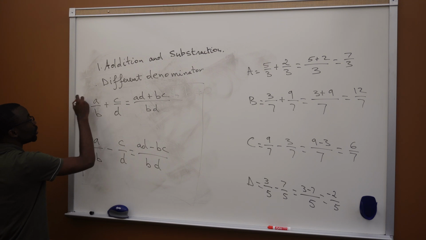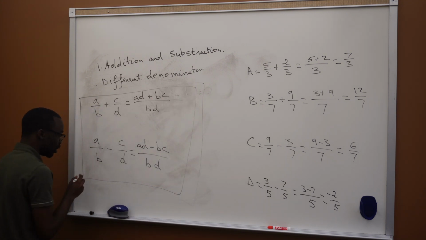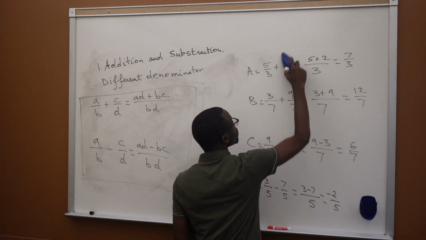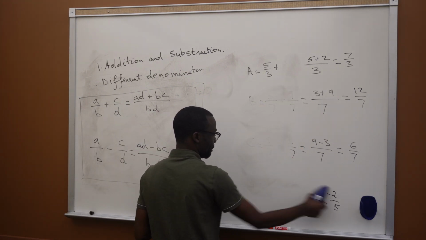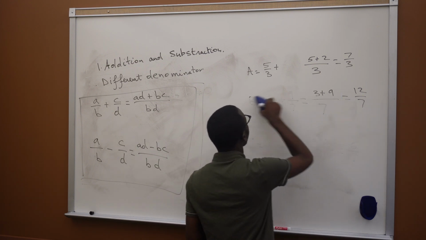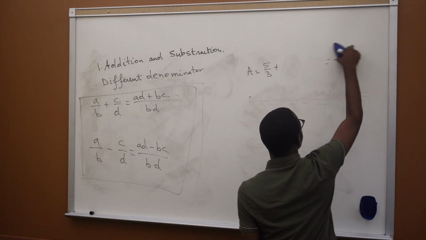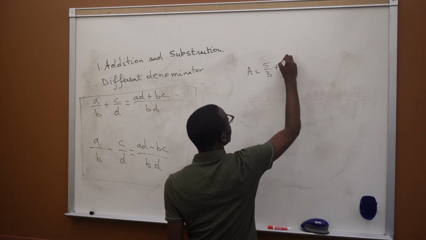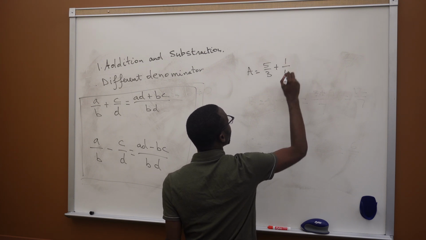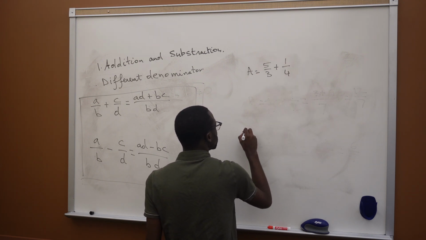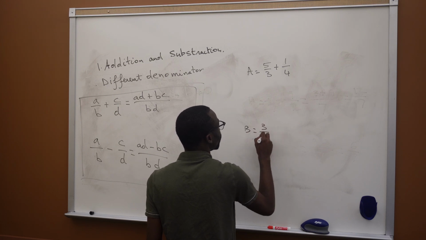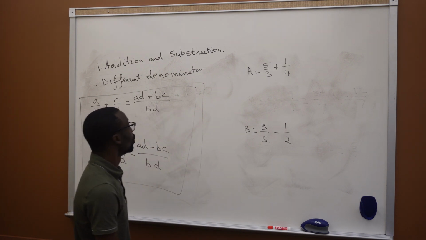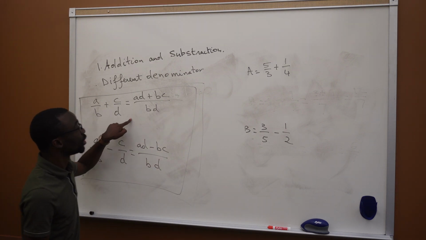Again, these are the formulas when they have different denominators. Let's do some examples. Let's try to evaluate a, something plus 1 over 4, and b, 3 over 5 minus 1 over 2. So how do I approach these two? Well, you see, I'm in this first case right there.